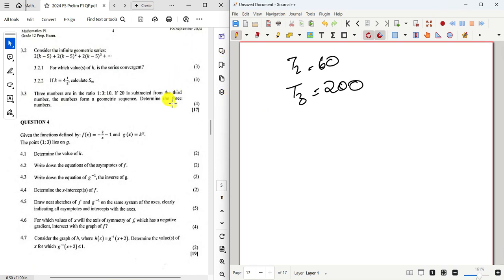Now, they were not asking us what they are for geometric. We are basically asked for what they are originally. Okay, so check this out.